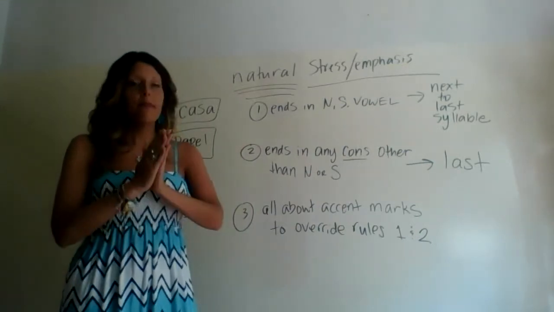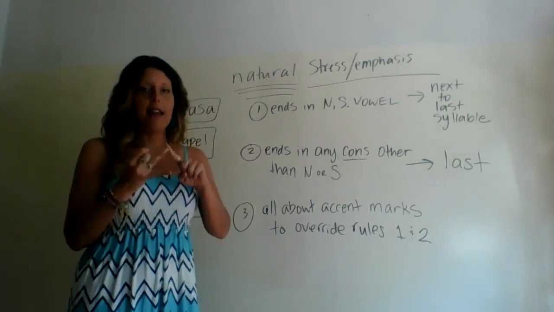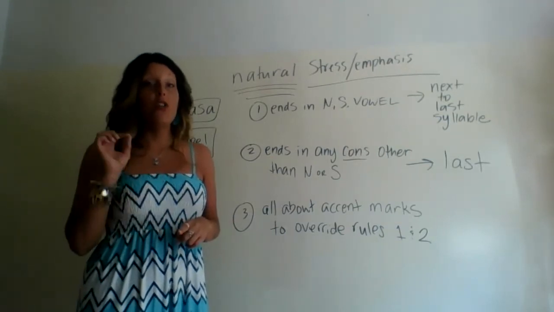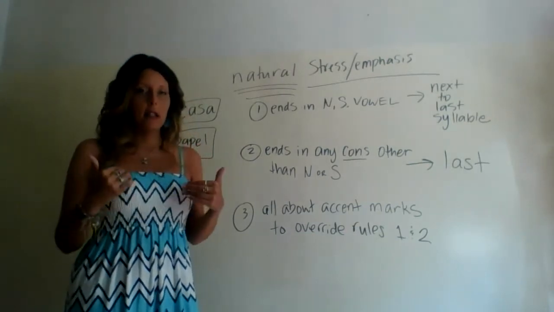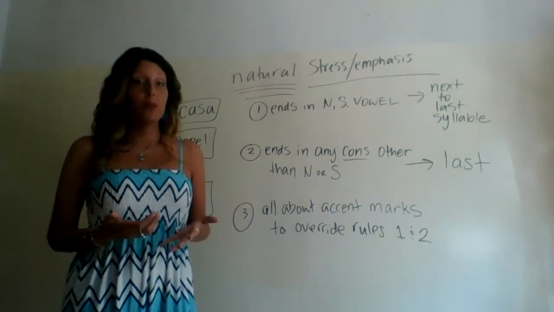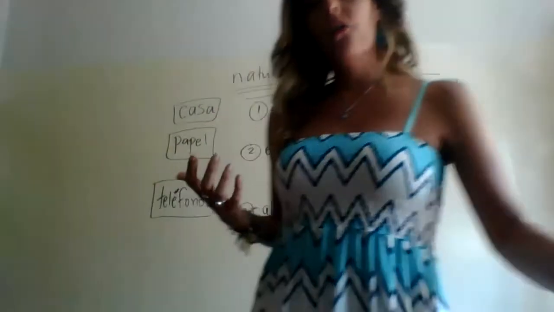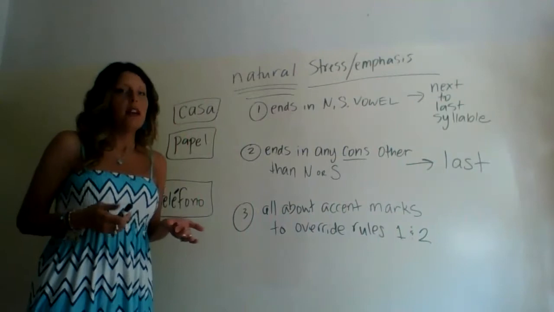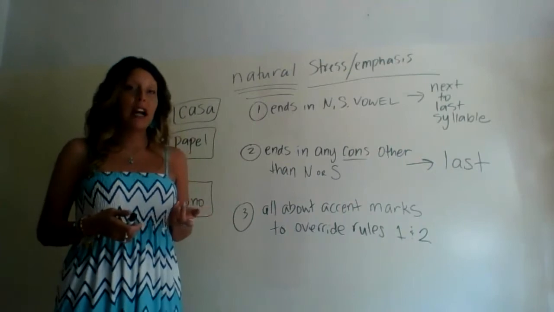So again, rule number 1 says, if a word ends in an N, an S, or a vowel, the natural stress in that word, when there is no written accent mark, is going to fall on the next to last syllable, or the second to last syllable. That is a pretty straightforward rule, but I wanted to give you a simple little example of a word that we all know, starting with you in the Spanish 1 class, of how that rule gets put into action with the word casa. Everybody knows that the word casa means house.